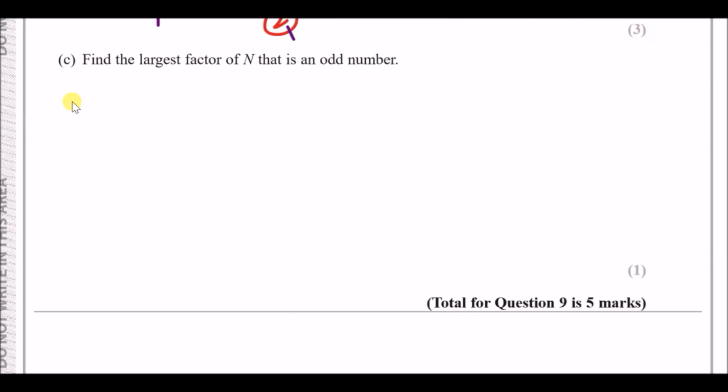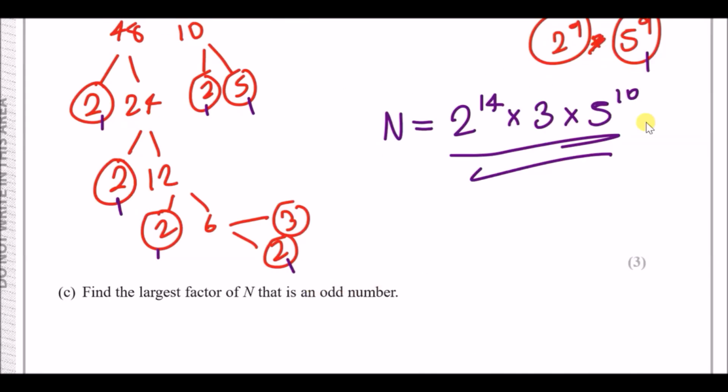Now for C, we need to find the largest factor of n that is an odd number. Well, we just literally found all the possible prime factors right here. And the only possible odd numbers would be 3 and 5 to the power of anything. Now if you're not sure why that's the case, we can pretty much ignore the 2 to the power 14, because anything that's multiplied by an even number is going to be even.